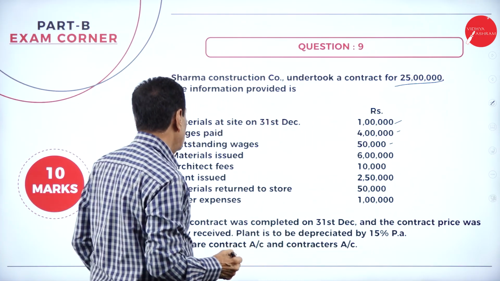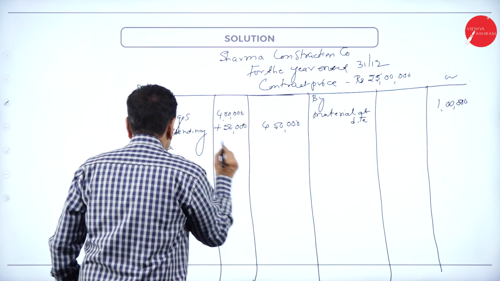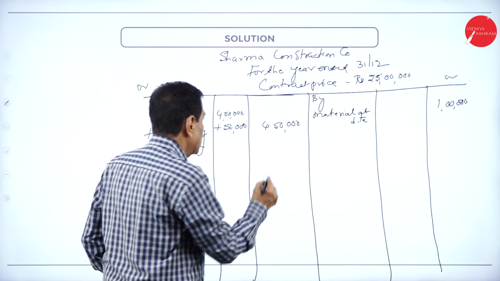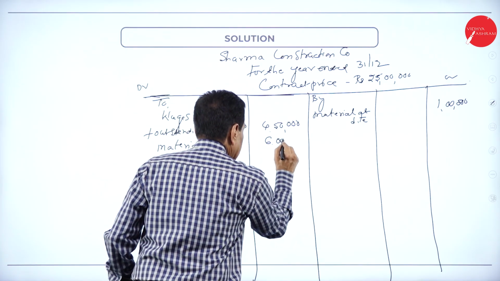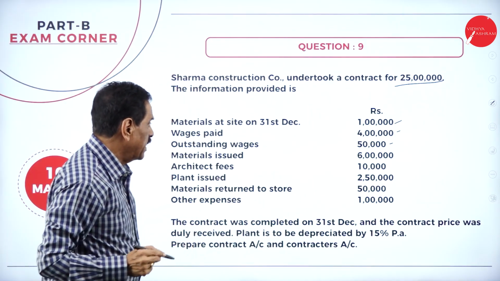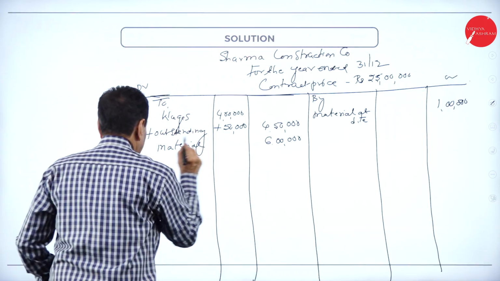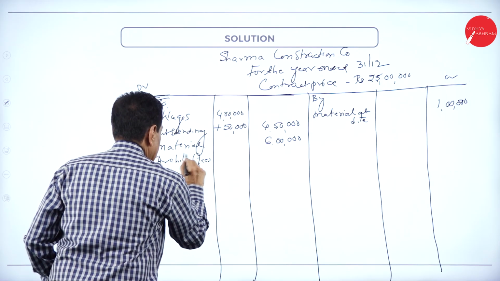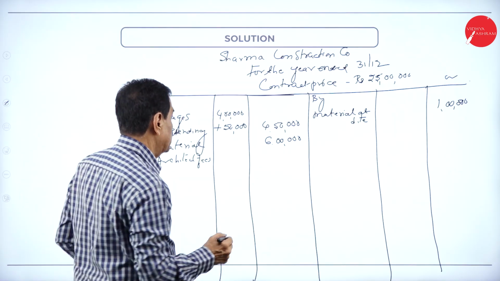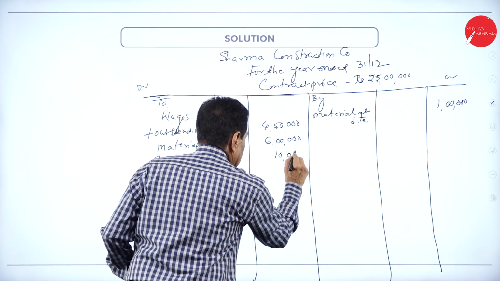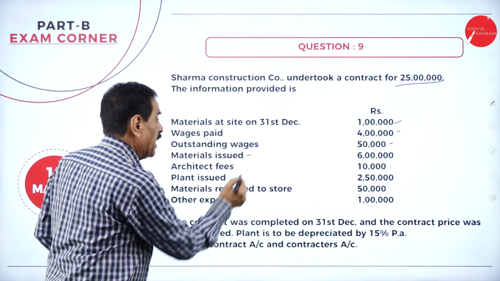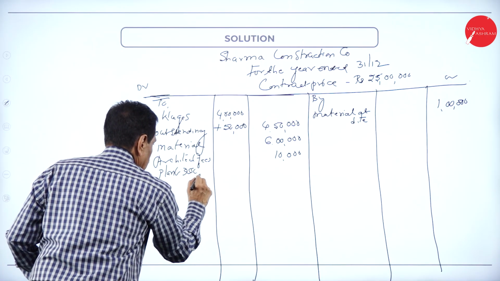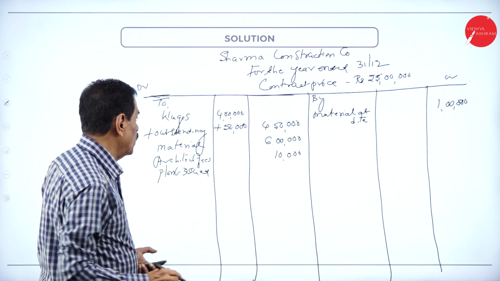What is next? Material issued is an expenditure. Material issued. What's the value? 6 lakh. Then this over. Then architect's fees is an expenditure. What's your architect's fees? 10,000. What is next one? Plant issued 2,50,000.